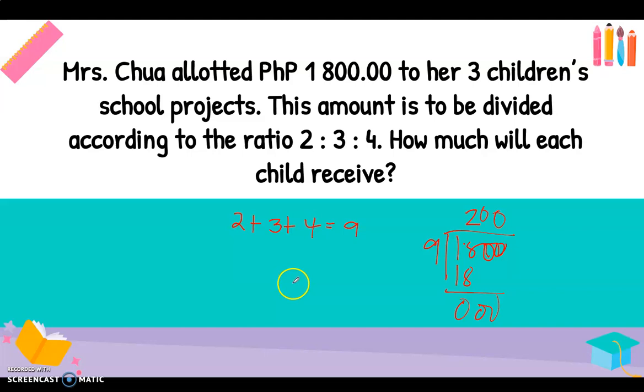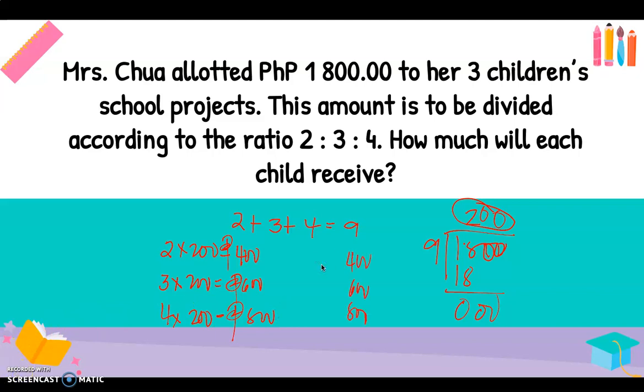Now, what we're going to do is to multiply each term of the ratio by the answer, which is 200, and since this is 2:3:4, we multiply each term. So we have 2 times 200. The first child will have 400 pesos, and then the second child, the term is 3 multiplied by 200, that is 600, and then for the third child, we have 800.